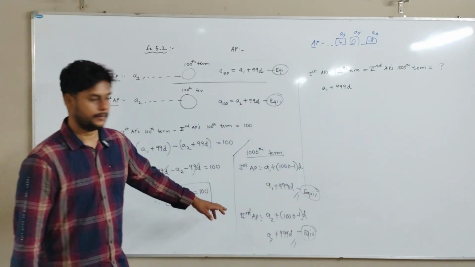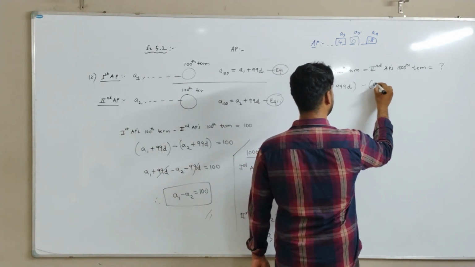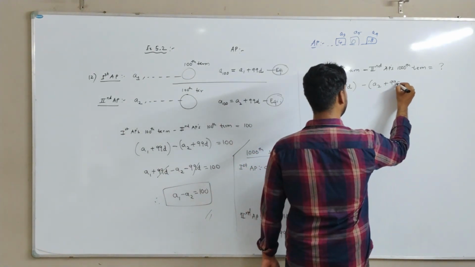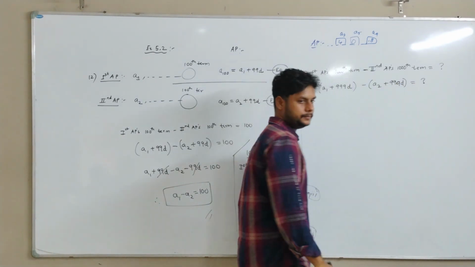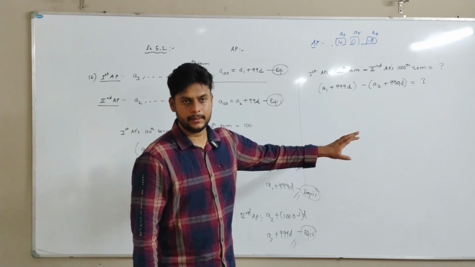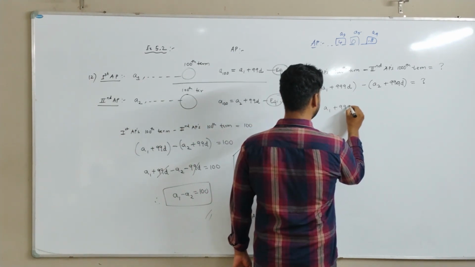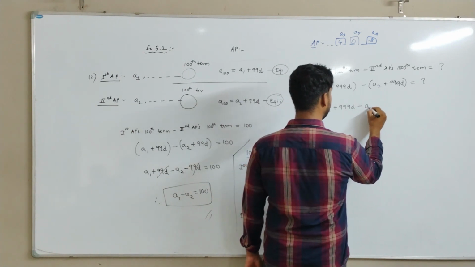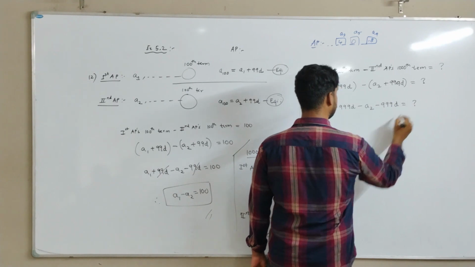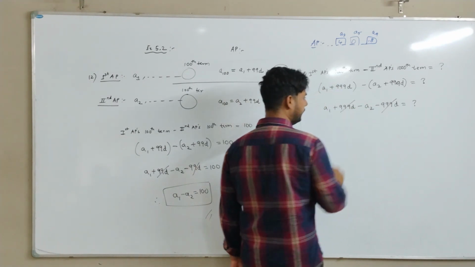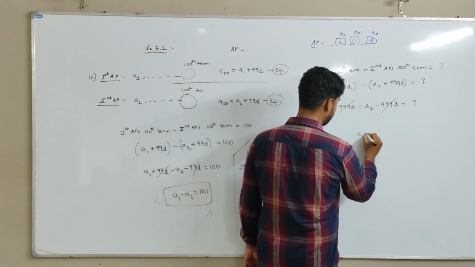Correct? So A1 plus 999D minus A2 plus 999D is equal to, I don't know what is the answer. Easy. Now I will simplify it. A1 plus 999D minus A2 minus 999D is equal to question mark. Plus 999D minus 999D cancel. What is meaning? A1 minus A2.